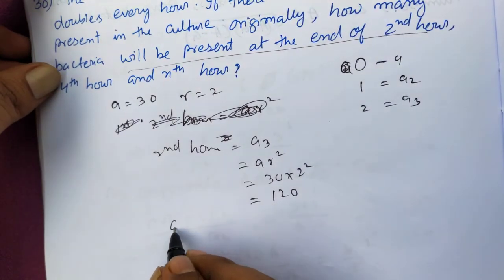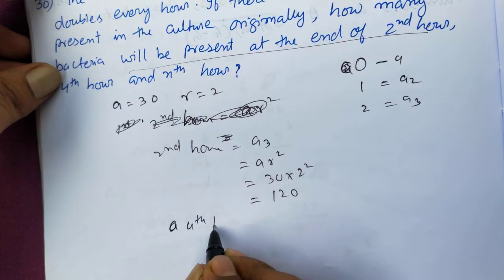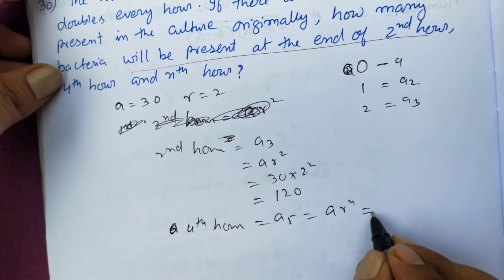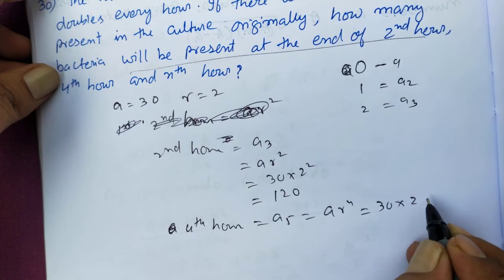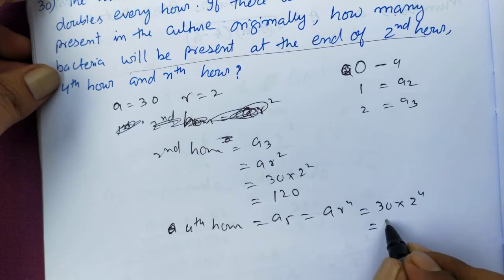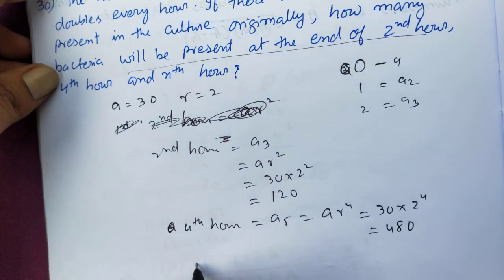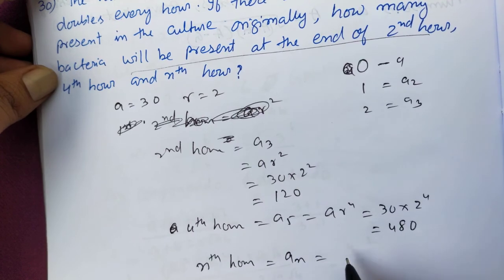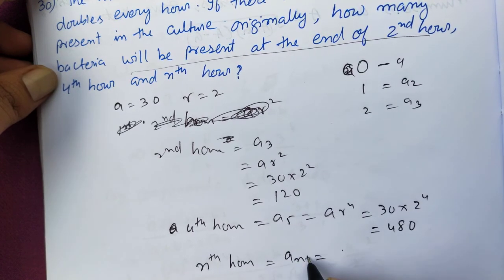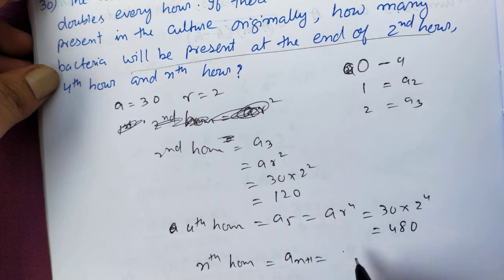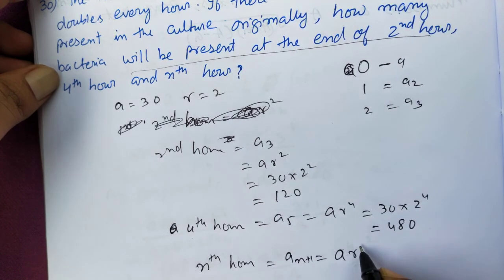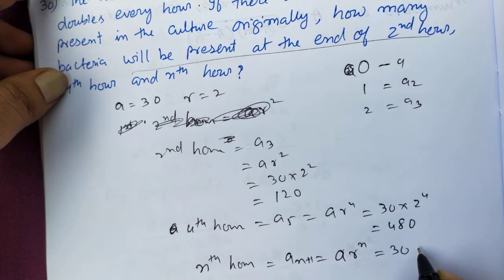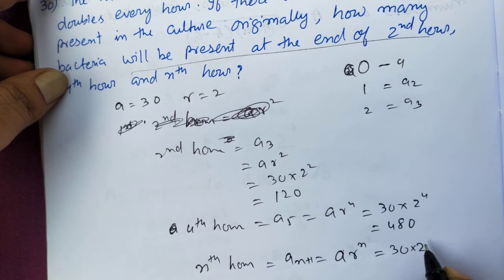So 4th hour will be A5, that means AR4. A is 30 into R is 2 power 4, 16, 30 into 16 is 480. And nth hour, An plus 1, 1 more than this. So AR power n, put the value, A is 30, R is 2 power n, so this is the answer.